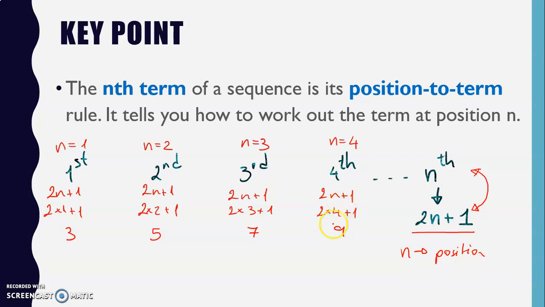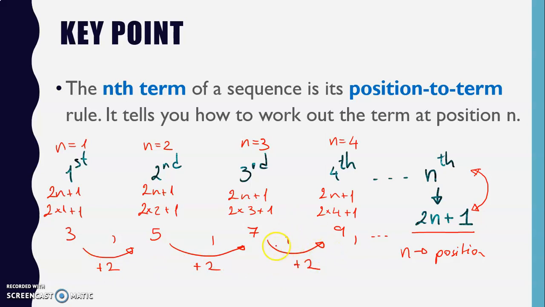So if we had to work out the 100th term, then n would be equal to 100. If we had to work out the 10th term, for example, n would be equal to 10, and so on. Alright, I'd like you to have a look at the difference between these terms in the sequence. So this is the sequence 3, 5, 7, 9, and so on. It's an infinite sequence. As you can see, the difference between terms is always 2 in this case.